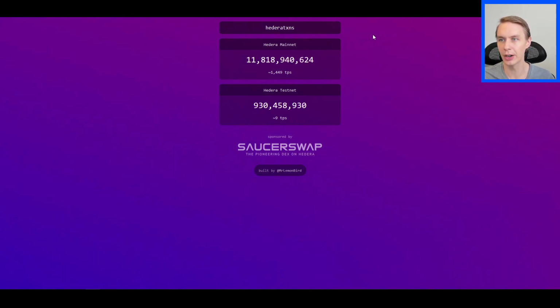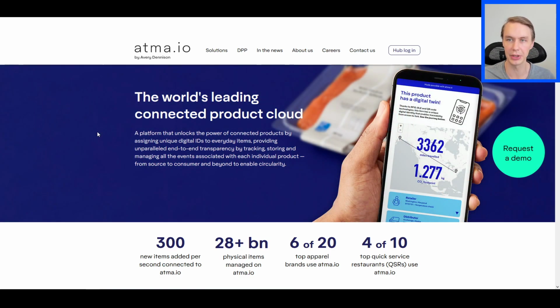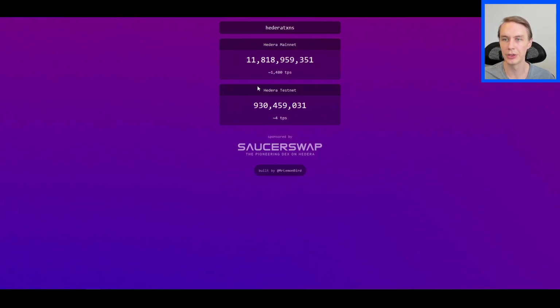And so far with HBAR, a lot of this transactions per second is coming from relatively isolated use cases. So Atma.io is one of the ones that's really heavily contributing to this massive number of transactions per second that we're seeing on the network right now. We actually know this because they've done some maintenance. TPS had gone way down the last couple of days. Now it's back up and running and up here again. There are some other use cases that are also contributing, but it's one of the main ones.